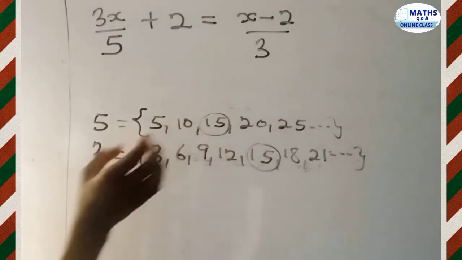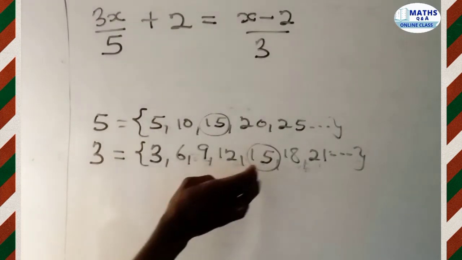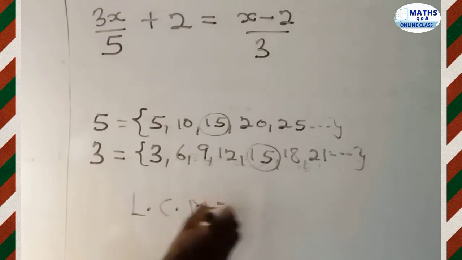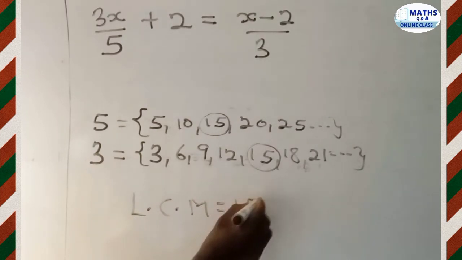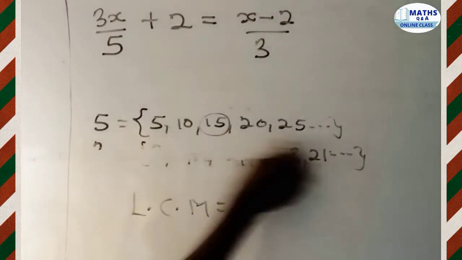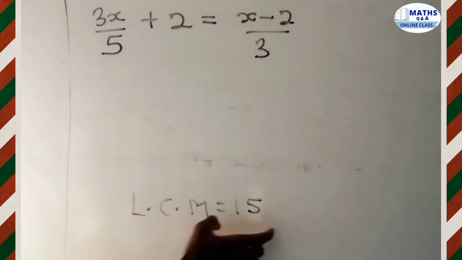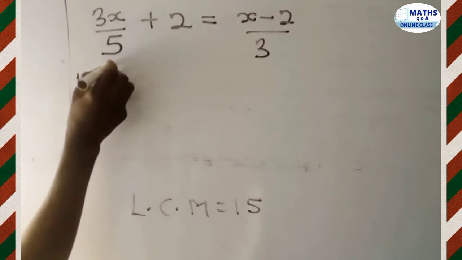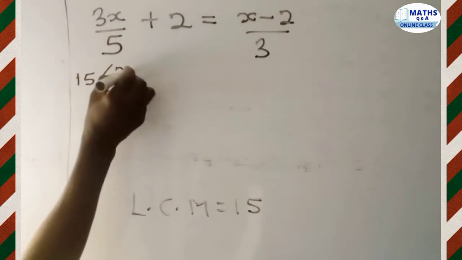So the first common multiple for 5 and 3 is what? 15. So we take that as our LCM that we are going to use to solve this question. Now let me clear this. Now we have the LCM to be 15. So you multiply the LCM by each term in the question.